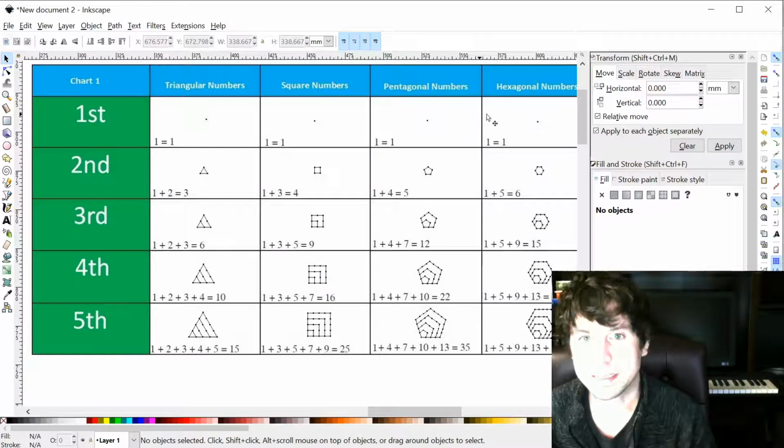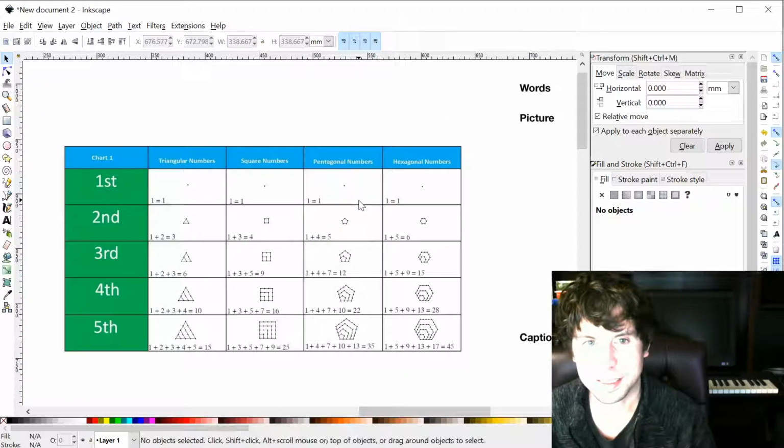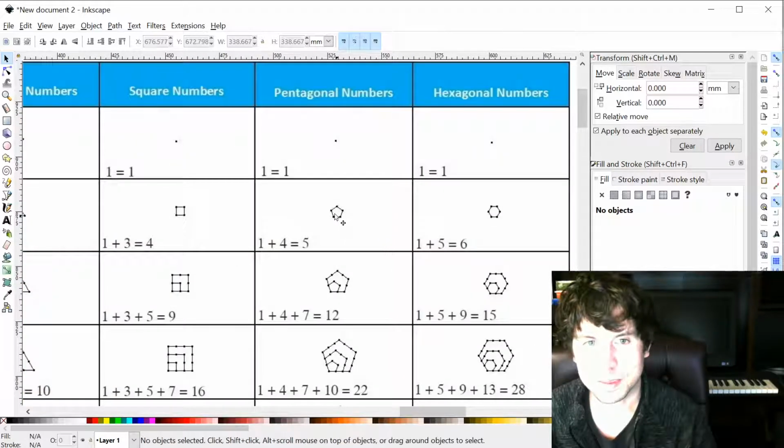There's the pentagonal and the hexagonal numbers. And they're different.